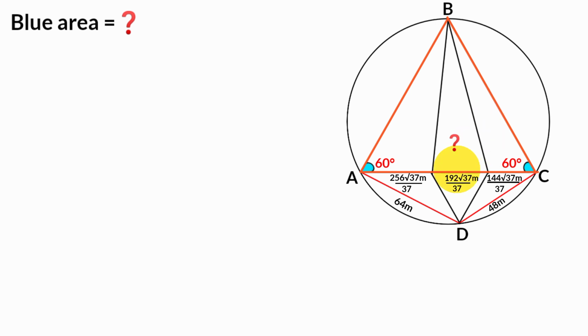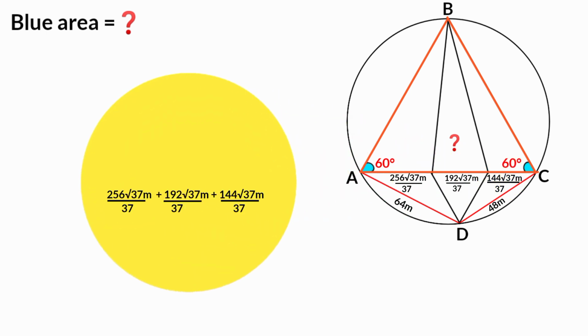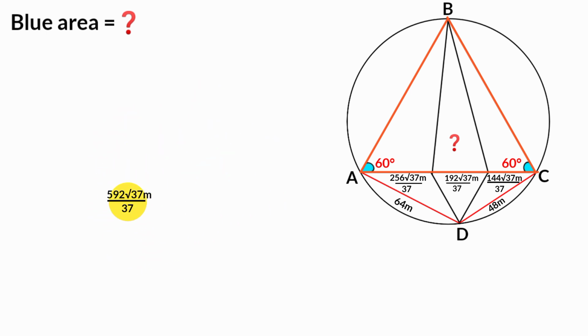The length of this side is the sum of this 256 root 37 meters over 37, this 192 root 37 over 37 meters, and this 144 root 37 meters over 37. So it is 256 root 37 over 37 plus 192 root 37 over 37 plus 144 root 37 over 37, which if you add them up, they'll be equal to 592 root 37 over 37. This 592 divided by this 37 is 16. So it is 16 root 37 meters. That is, this side and this each are 16 root 37 meters.